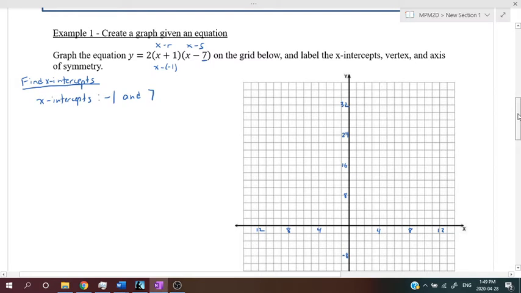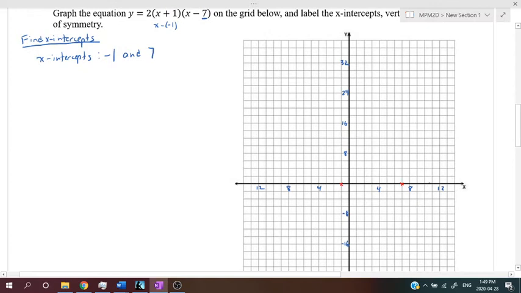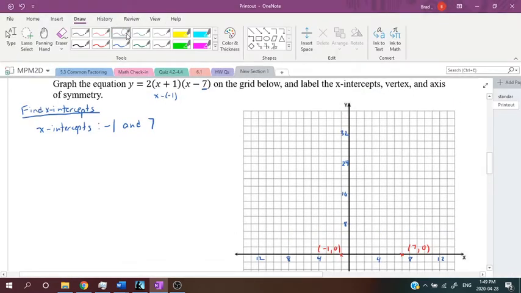Okay, so let's graph those x-intercepts. So we've got -1. Oh yeah, my computer just doesn't like dots. Here we go, and +7. Okay, so those are our two x-intercepts. We will label those. Let's see here, we've got 7, 0, and we've got -1, 0. Those are our two x-intercepts. Okay, next step. Go back to blue.